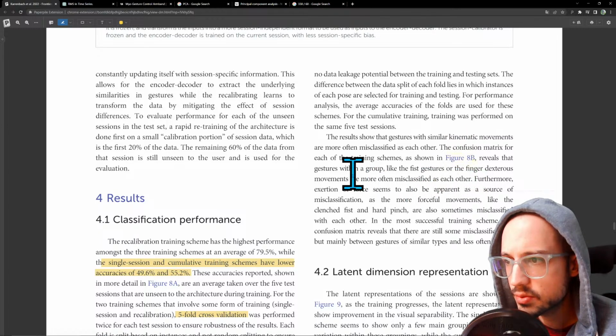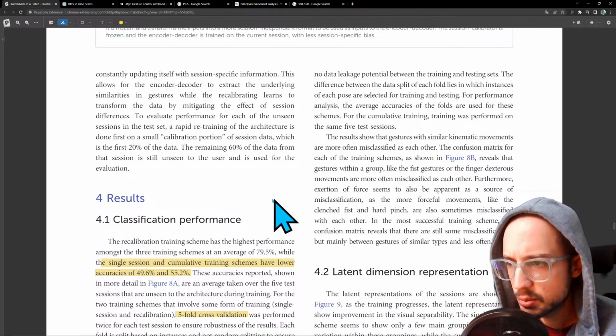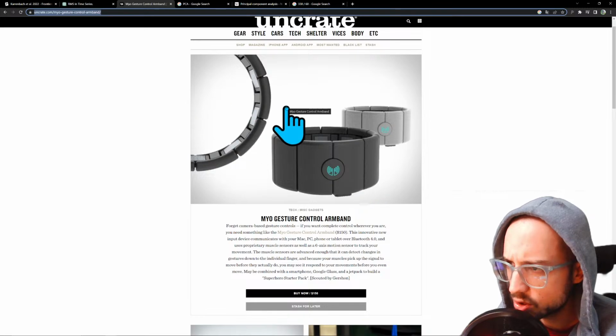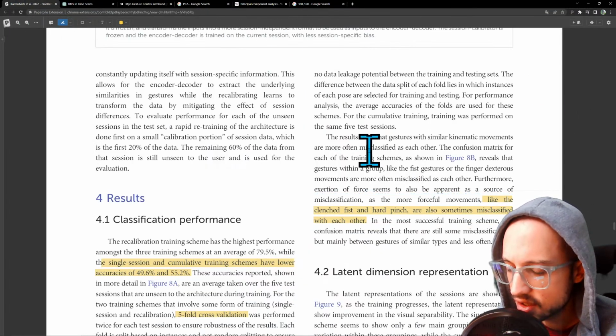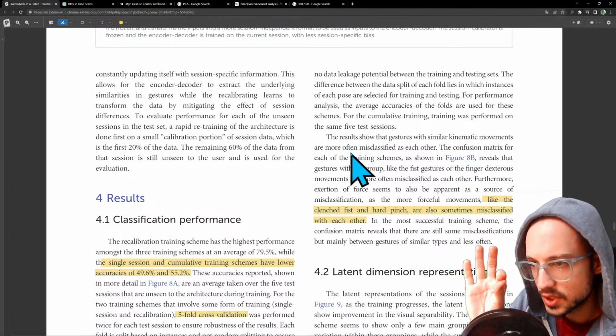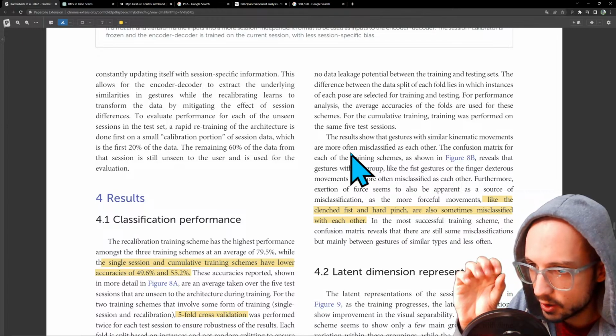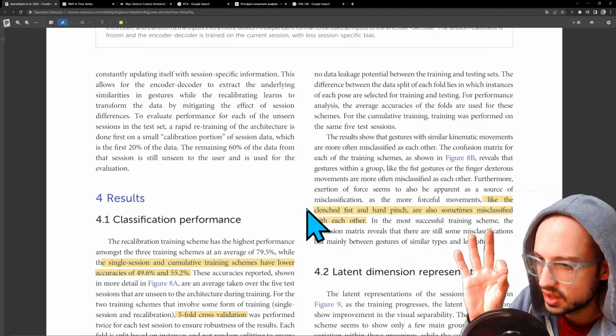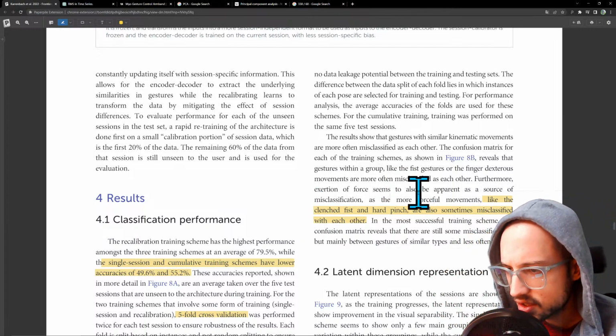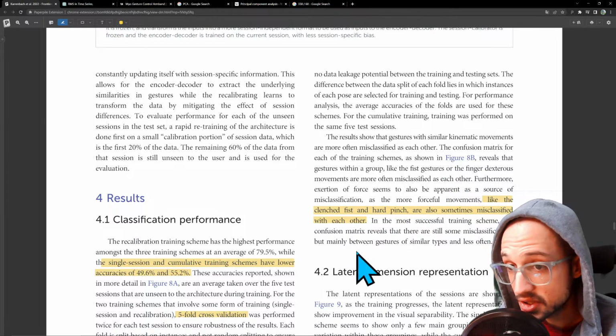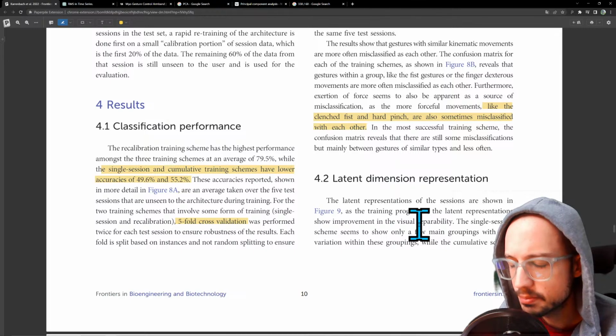Okay, so they have a confusion matrix that reveals that gestures within a group, like the finger dexterous movements, are more often misclassified as each other. The more forceful movements like the clenched fist and the hard pinch are also sometimes misclassified with each other. Yeah, so at the end of the day, this thing is just measuring the electrical signal coming from your muscles, so it doesn't necessarily know the position very well, but it's mostly reading how hard you're flexing your muscles. So if you have a fist and you're flexing your muscles really hard, it's going to misclassify that with just pinching your fingers hard. So it's the magnitude of the muscle flexion that it seems to be capable of measuring, not necessarily the position of your muscles. Or the position of your fingers, sorry.